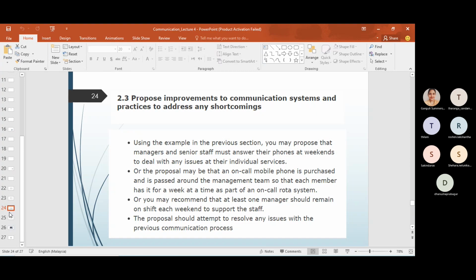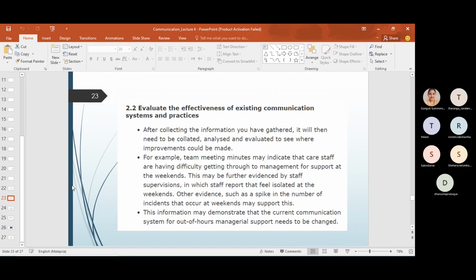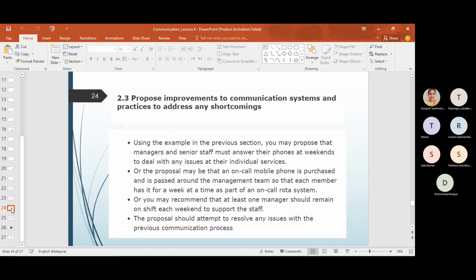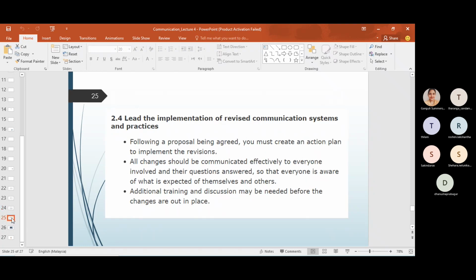Okay, so these are the things that you can propose in the proposal for this example. You can propose to give on-call mobile phones to the management, and you can propose to have at least one shift manager to support the staff. Okay, and once you present your proposal, it will either get rejected or accepted.